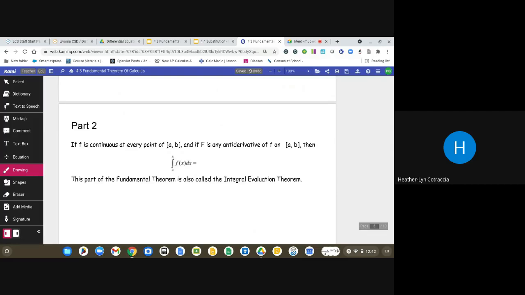So basically what this says is you've got your bounds, and when you're done, you're going to get a big F of x. That's my integral, and then I'm going to evaluate the antiderivative, F of b minus F of a. Now, we've actually seen this before.